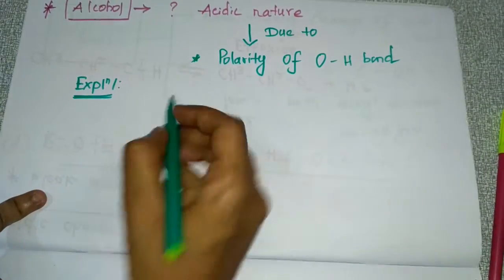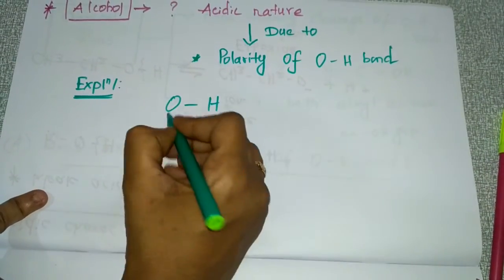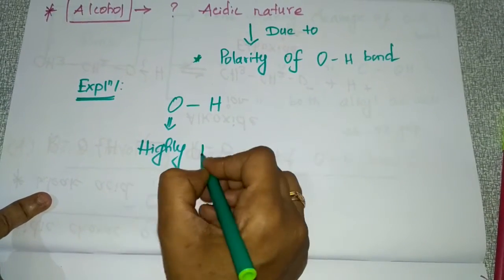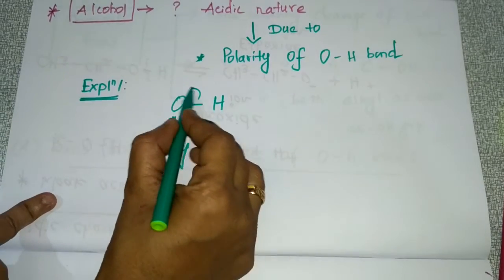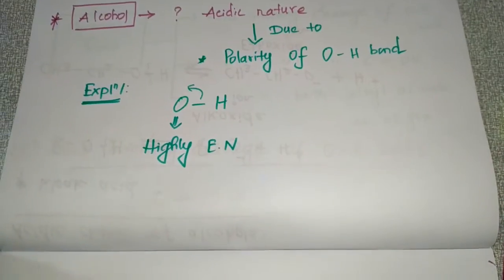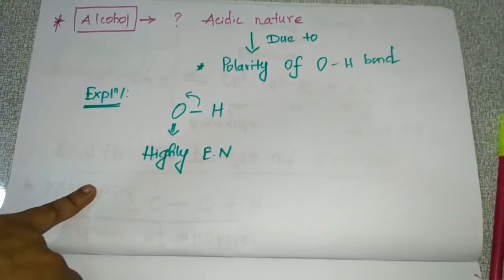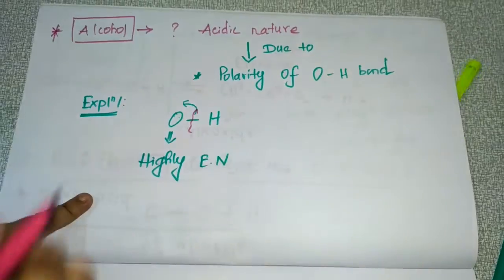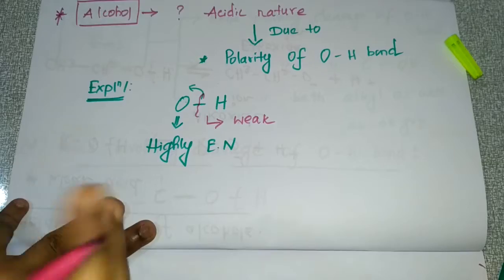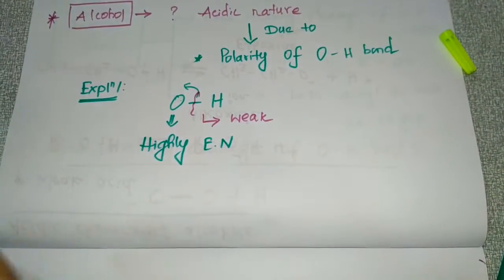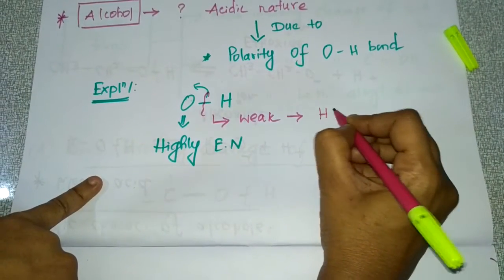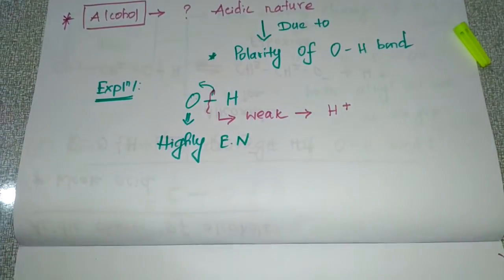If I'm taking OH, this oxygen is highly electronegative. So what will this oxygen do? It will take the shared pair of electrons towards itself. Because of this, the bond between oxygen and hydrogen will become weak. So finally, there will be a release of H plus ion, the proton, from this molecule.